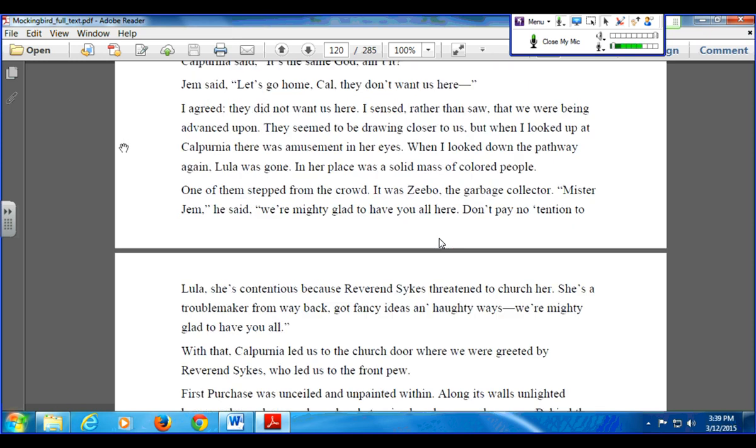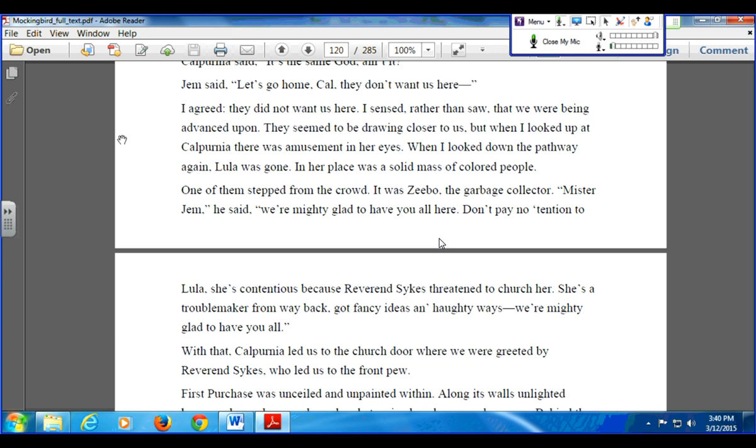I agreed. They did not want us there. I sensed, rather than saw, that we were being advanced upon. They seemed to be drawing closer to us, but when I looked up at Calpurnia, there was amusement in her eyes. When I looked down the pathway again, Lula was gone. In her place was a solid mass of colored people. One of them stepped forward from the crowd. It was Zeebo, the garbage collector.